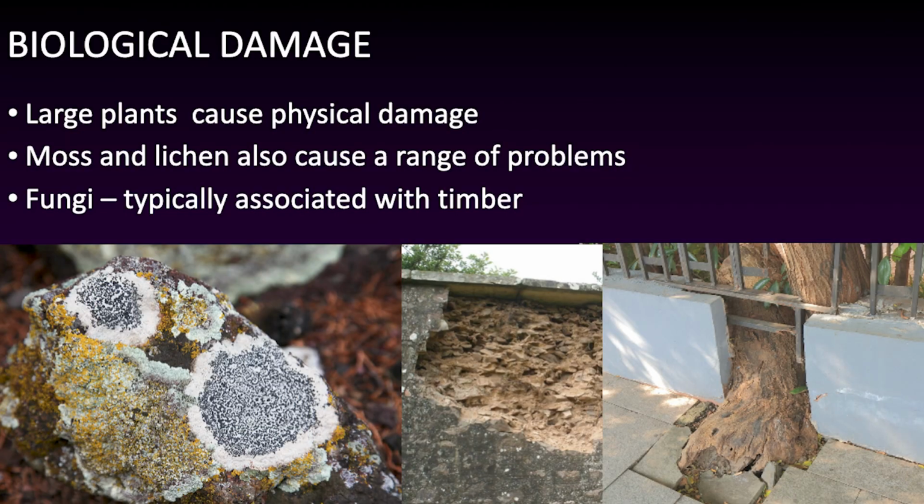Okay, so now we're going to talk about biological damage. You can think of biological damage being caused by large plants. You can think of biological damage being caused by moss and lichen, particularly to stone surfaces. And you can think of fungal damage more to timbers and other organic materials. So biological damage is important. And also, we probably have to think of insect damage to biological materials.